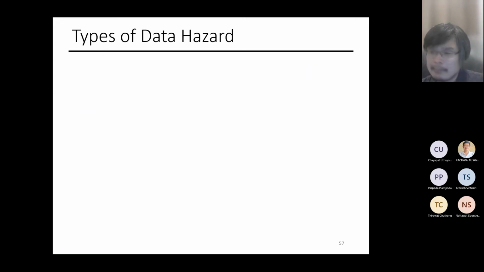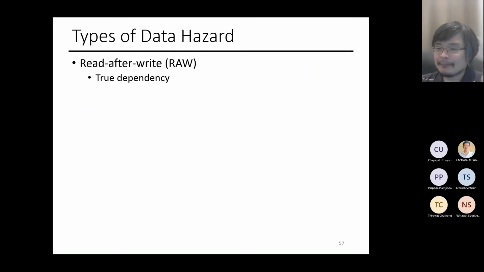So there are multiple types of data hazard. What you saw is called read after write. Sometimes we call this true dependency, or RAW data hazard. This is one of the more common data hazards you see in the 5-stage pipeline, right? So that's a RAW dependency.